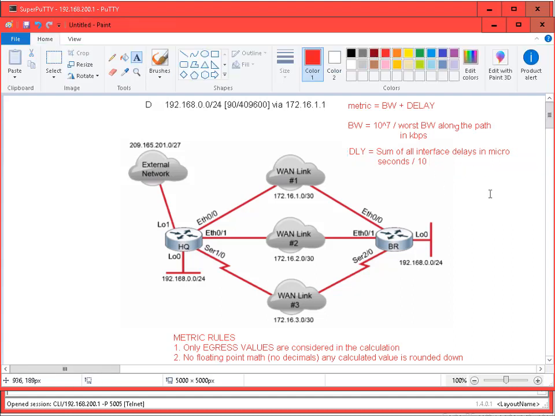There are K values that are involved, and there's a whole formula, and we can look at reliability and load as part of the metric as well. But this is essentially what the metric breaks down to in the end.